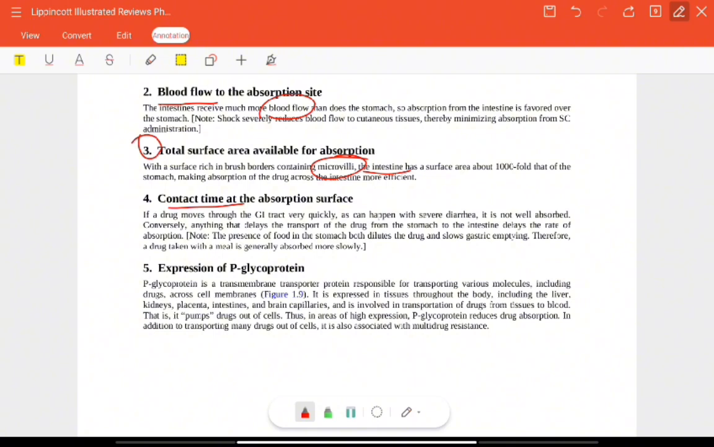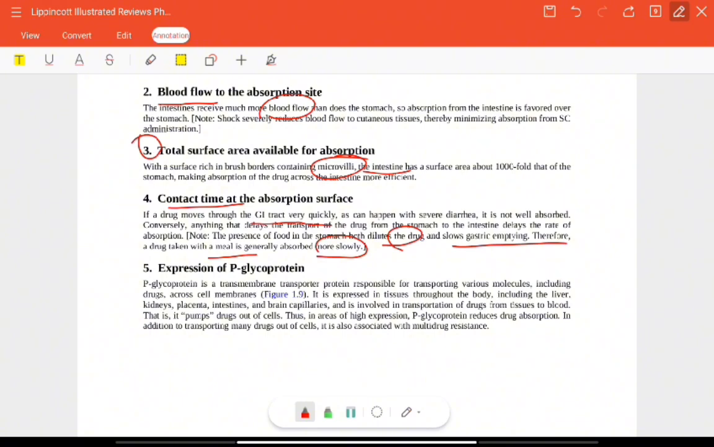In case of diarrhea, the GI tract releases the drug very quickly, so it gets less contact time and the drug is less absorbed. The presence of food in the stomach also dilutes the drug and slows the gastric emptying. Therefore, a drug taken with a meal is generally absorbed more slowly.